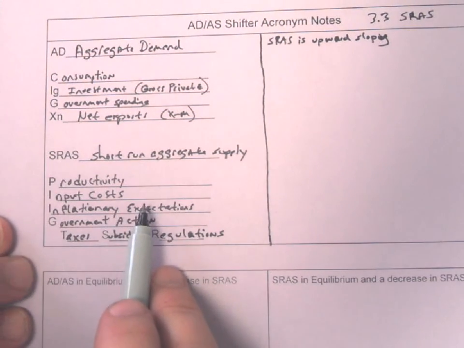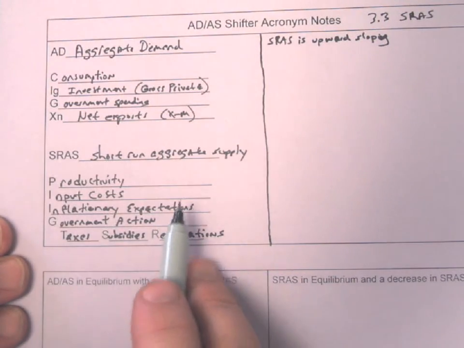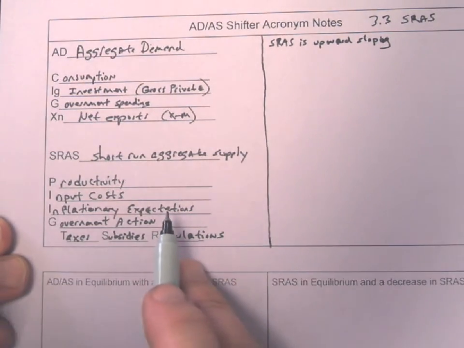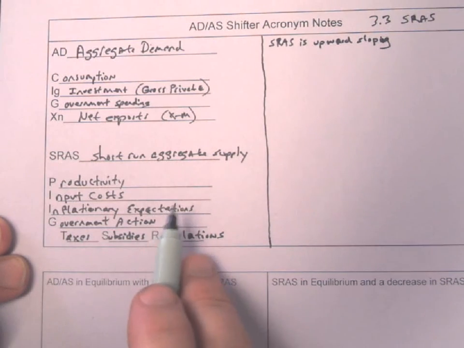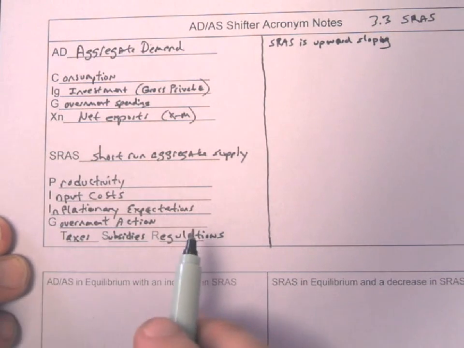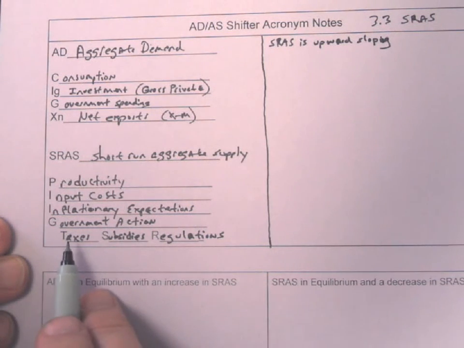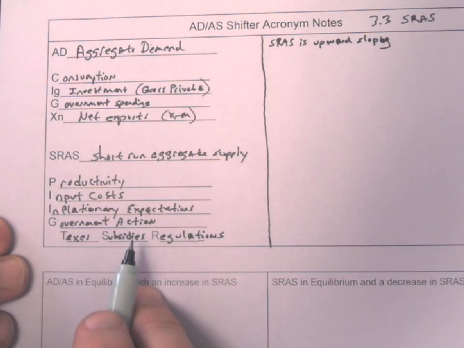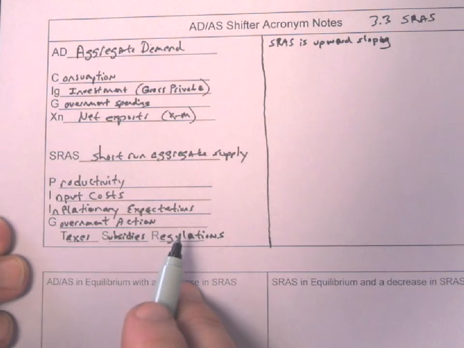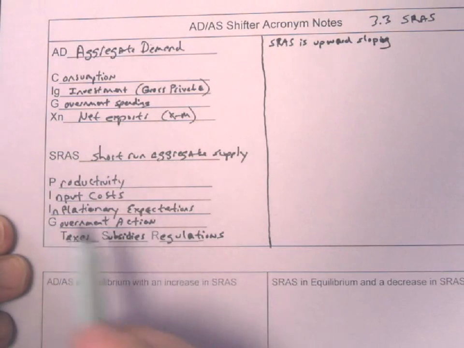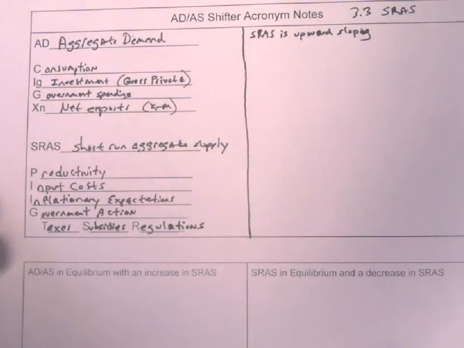Inflationary expectations. If I expect things to get expensive in the future, then I would decrease my supply. If I believe things will get cheaper in the future, I would increase my supply, increase my profits. Any government action against your business, either by raising or lowering your taxes, providing you with a subsidy, or regulating your business, can all change how much product you can make as well. So all these shifters of short-run aggregate supply would make the aggregate supply curve either shift to the right or to the left.